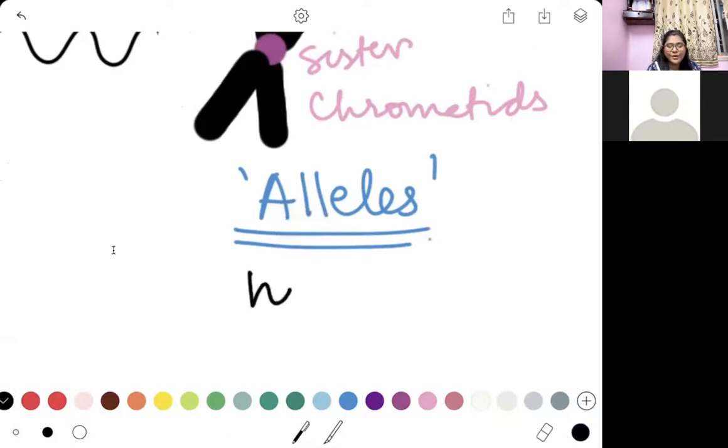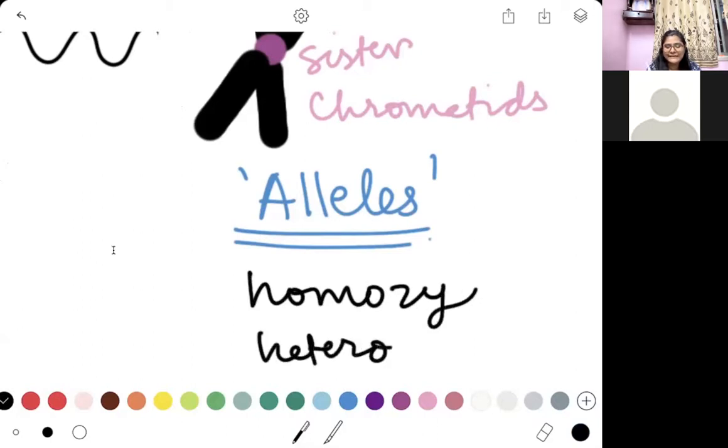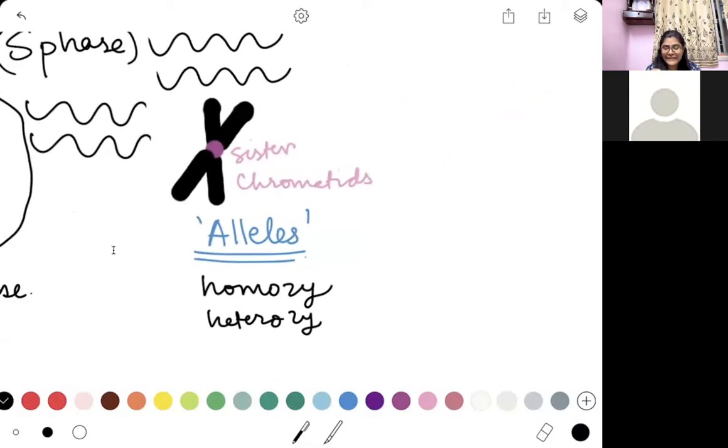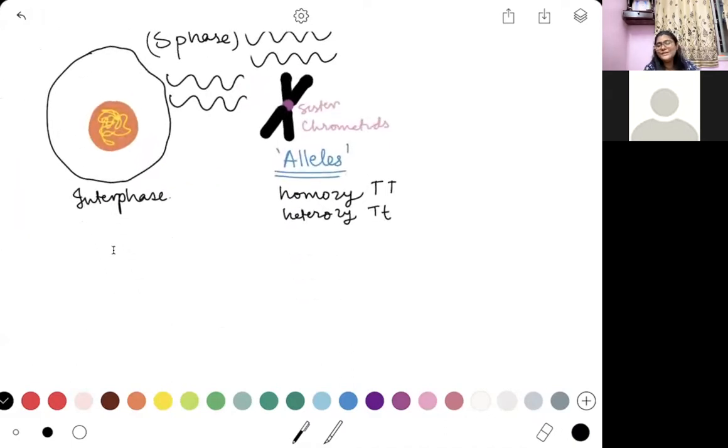Sometimes the alleles could be homozygous, and sometimes you can have heterozygous alleles, which means you could have an allele for tallness written like this, where both the alleles are for tallness, or you could have one allele for tallness and one for dwarfness. Something similar to this you've studied when you were doing the chapter inheritance in your 10th standard. We are going to discuss that also in a bit, but right now I just need you to remember this part over here.